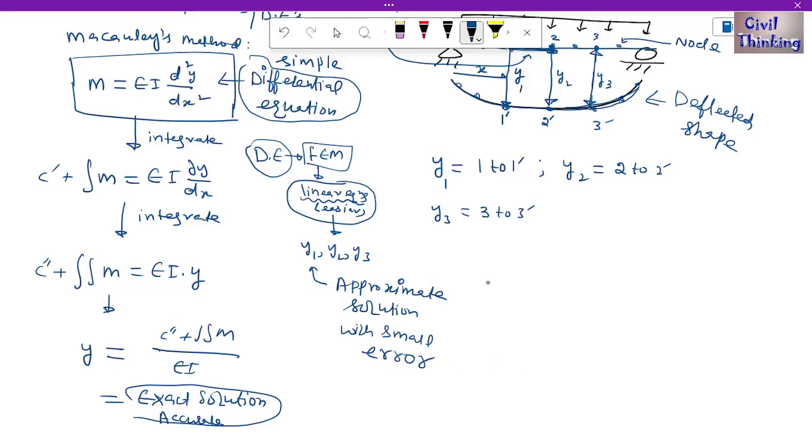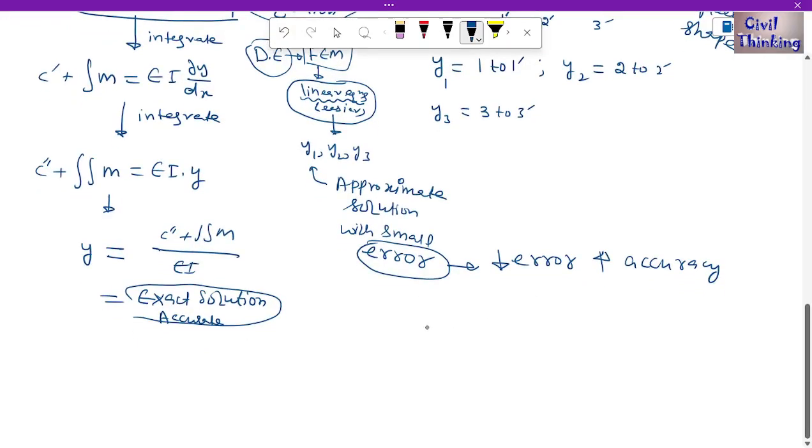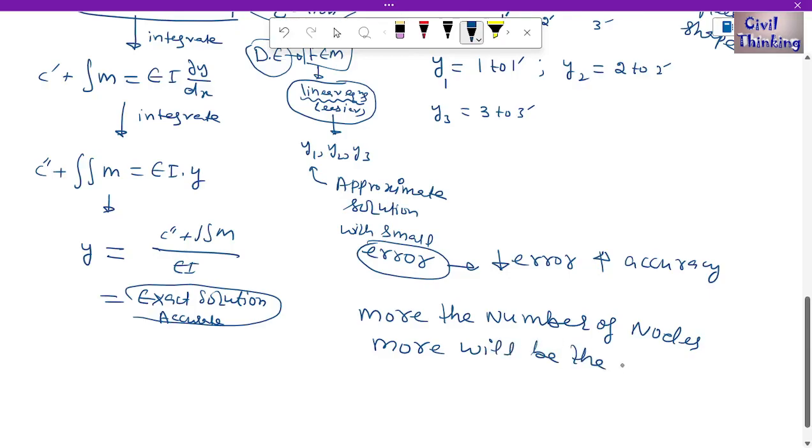Now when we talk about this error, the smaller the magnitude of error, the higher will be the accuracy, right? We know this. If the error is small, we get more accuracy. Now let me tell you one thing. Let me write it here. The more the number of nodes, the more will be the accuracy.